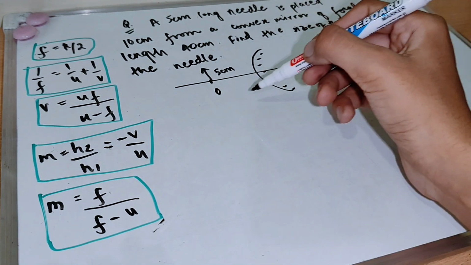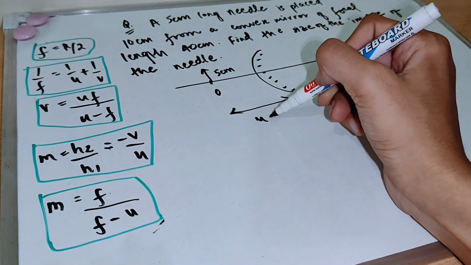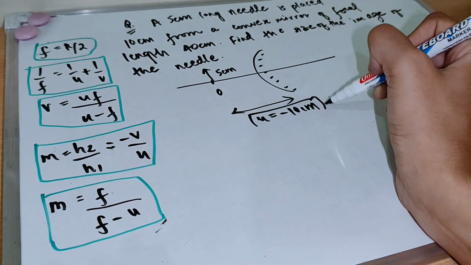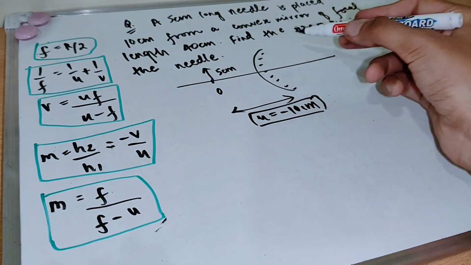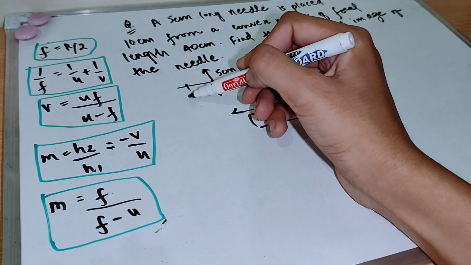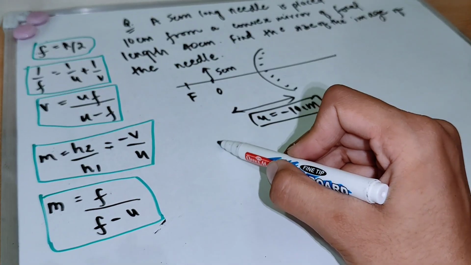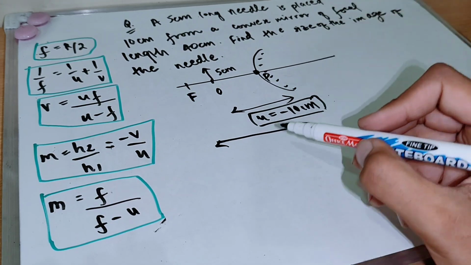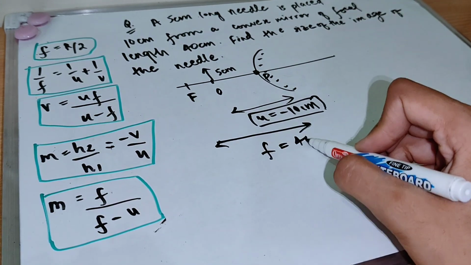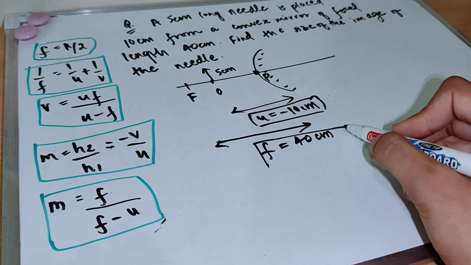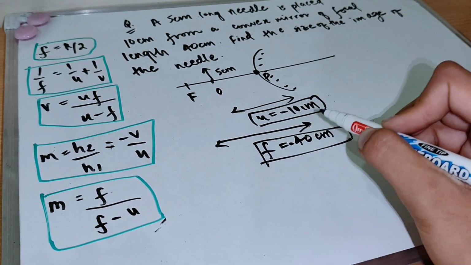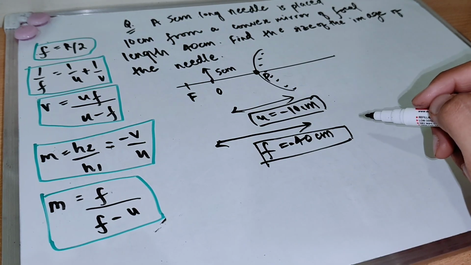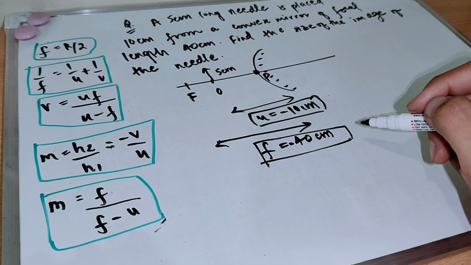is placed 10 centimeter, which means that its distance is minus 10 centimeter because it is placed on the left hand side, and the focal length is 40 centimeter. So the distance of focus from the pole is given as 40 centimeter, minus 40 centimeter. And now we have to find the size of the image of the needle.